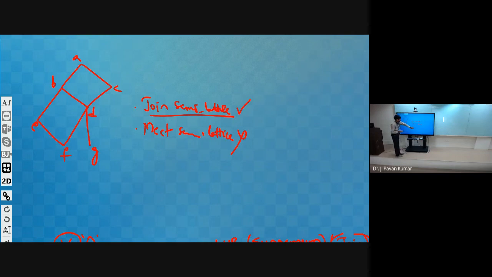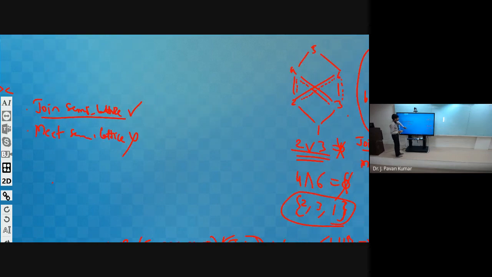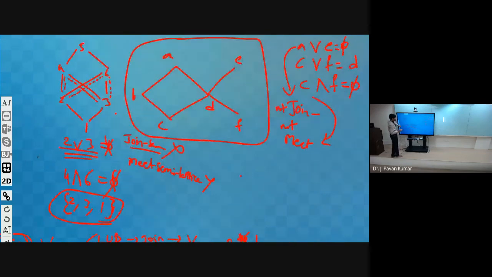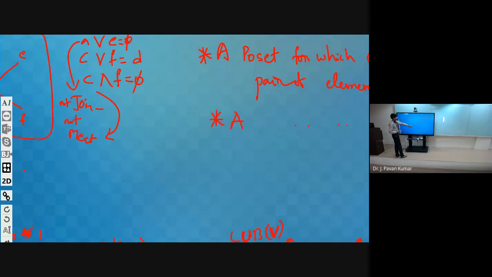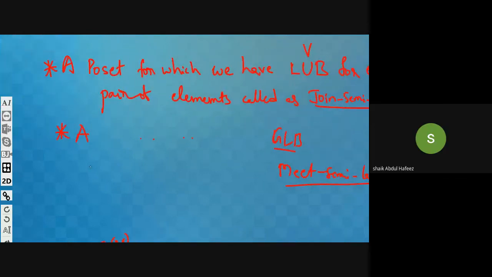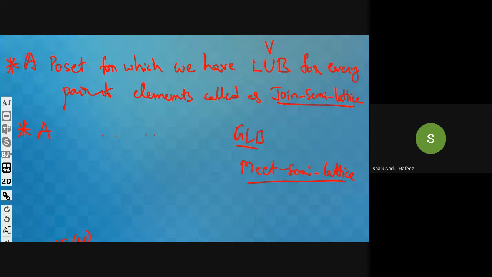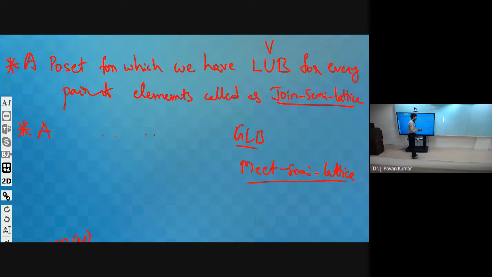Now can you define what is meant by join semilattice? If every pair of points has a least upper bound, then it is said to be a join semilattice. In a more simple way, if for every pair of elements we have a join, then we can say it is a join semilattice. Similarly, if every pair of elements has a meet, then we can say it is a meet semilattice. This is the definition, and we have seen several examples.